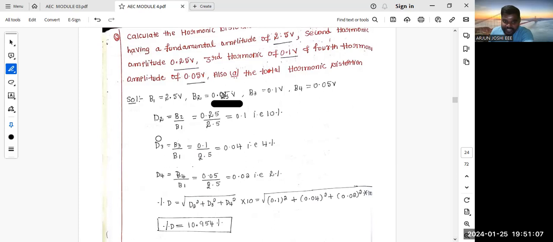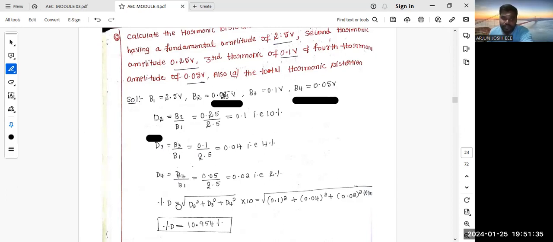Okay, D3. How to calculate D3? D3 is B3 divided by B1, that is 0.1 divided by 2.5, which is equal to 0.04. We need to multiply by 100, so 4% will come. D4 is equal to B4 divided by B1. B4 is what, students? 0.05 divided by 2.5 is equal to 0.02. Multiply by 100, that becomes 2%.